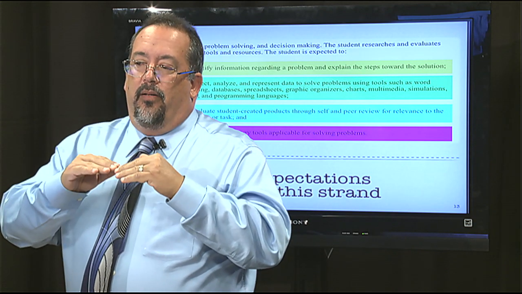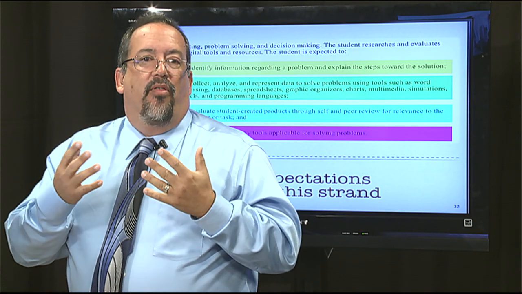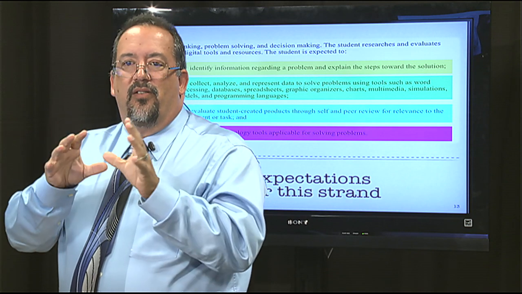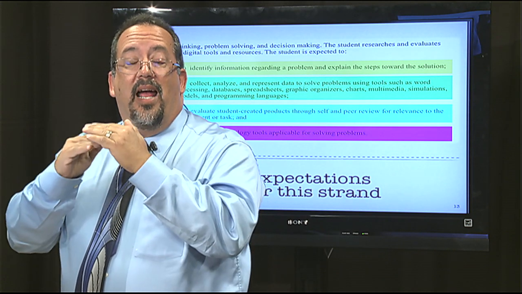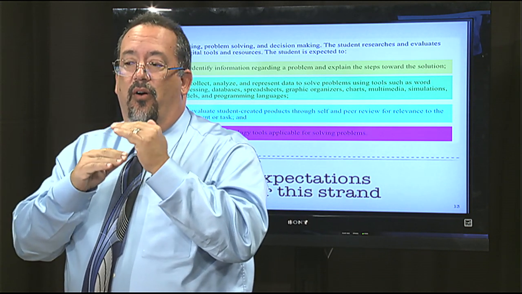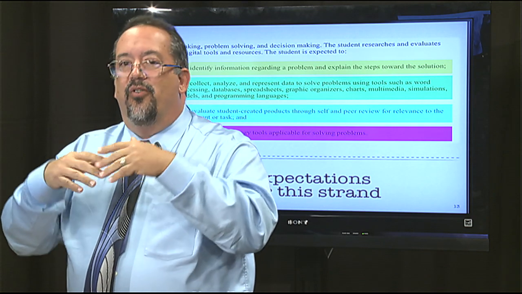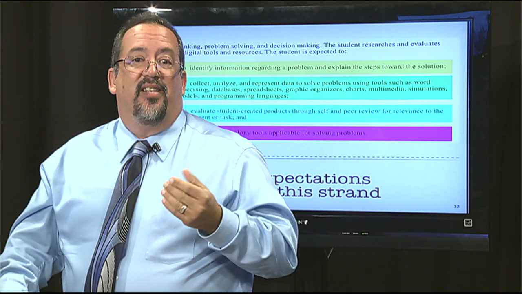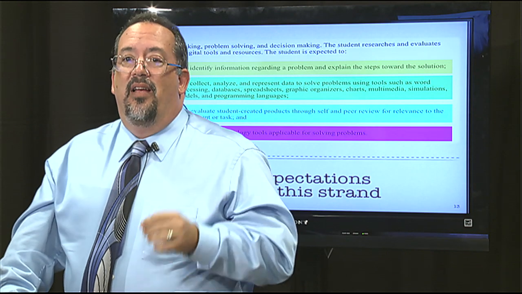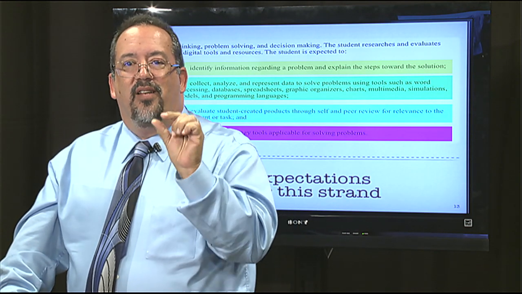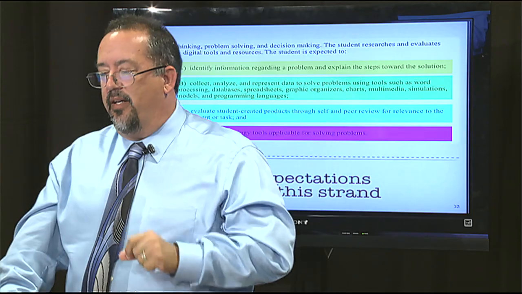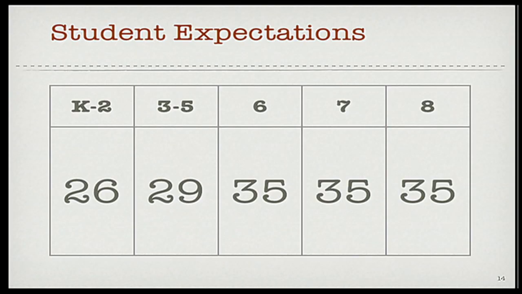So TEKS number 3 would have its knowledge and skill statement followed by however many student expectations are in TEKS number 3. TEKS number 2, TEKS number 1, all the way through the 6 strands. Remember, there's 6 strands. Each strand has its own knowledge and skill statement. Each strand has its own student expectations. So, how many student expectations are there? Well, we went through and counted them. And in grades K through 2, there are 26 student expectations.